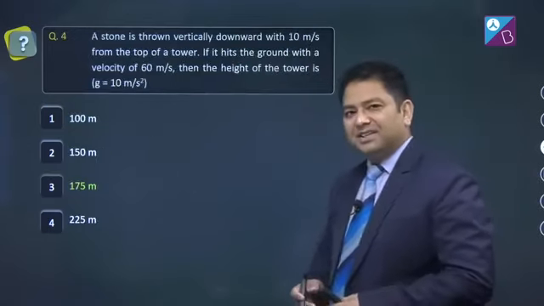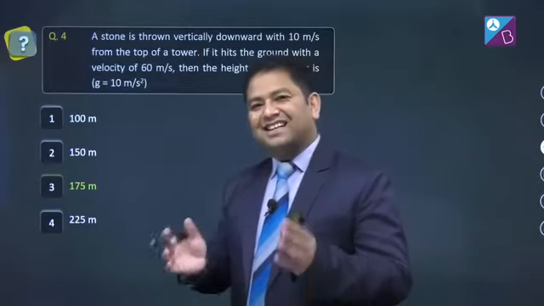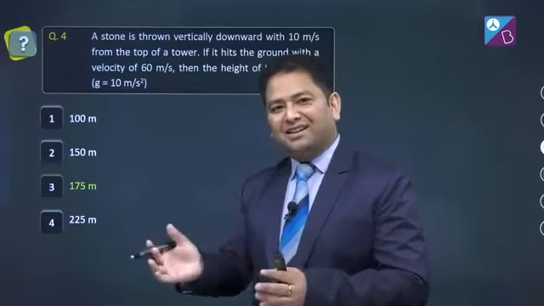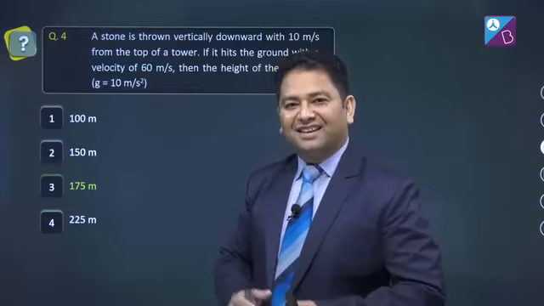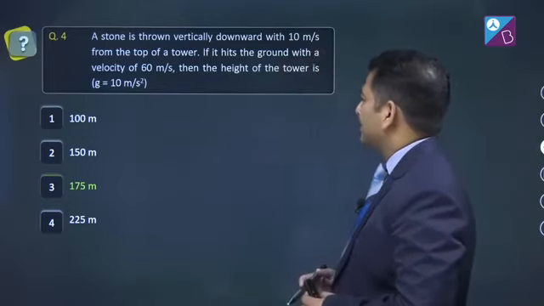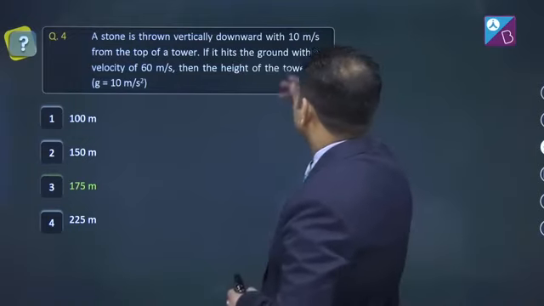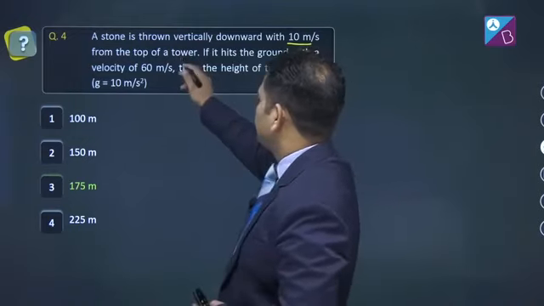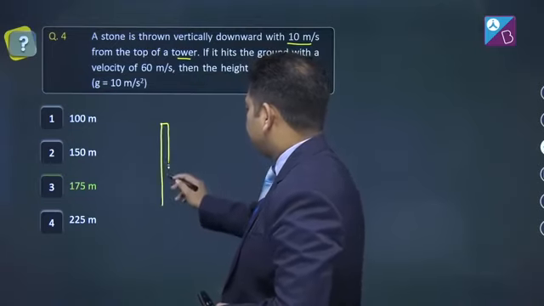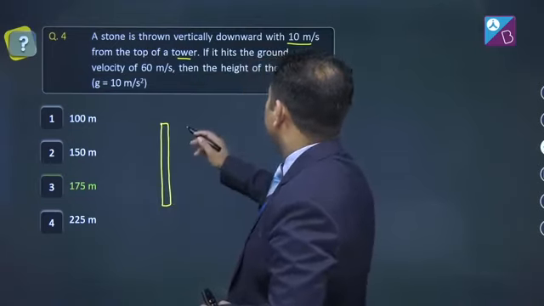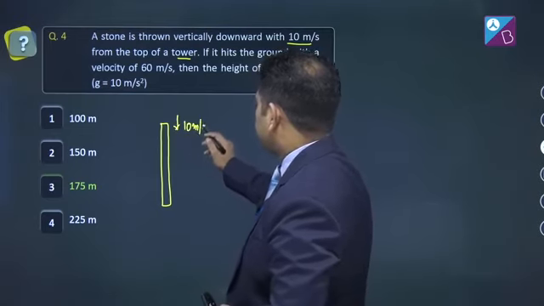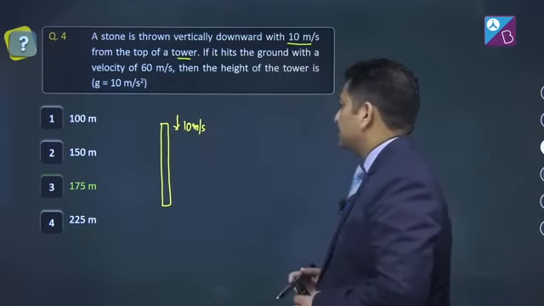The next question, you can see, is kinematics. What do we mostly do in kinematics? We go to a certain tower, throw a stone, find the time, find the speed. These are the normal things done in kinematics. It says a stone is thrown vertically downward with 10 meter per second from the top of the tower. So let me make a tower, all right? Here is that tower, and from this tower a stone is thrown downward with a speed of 10 meter per second. So this is the initial velocity.